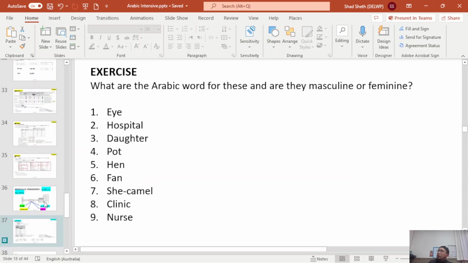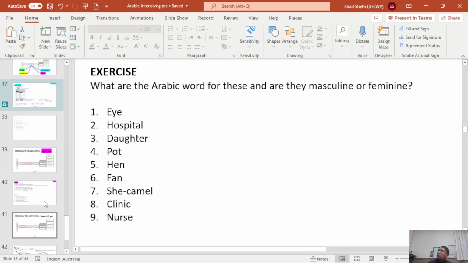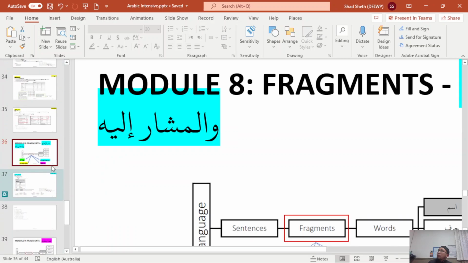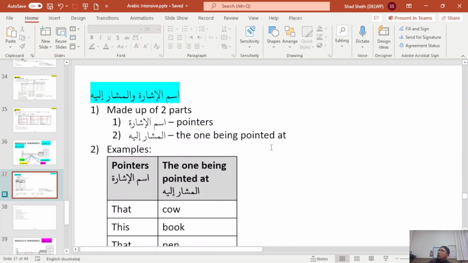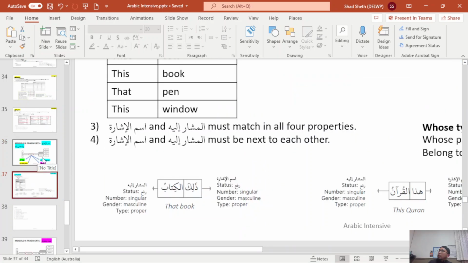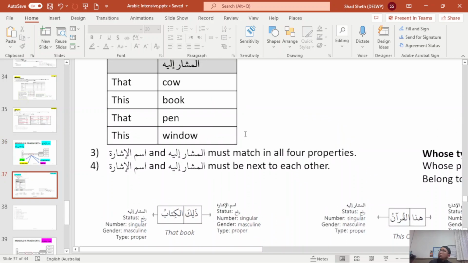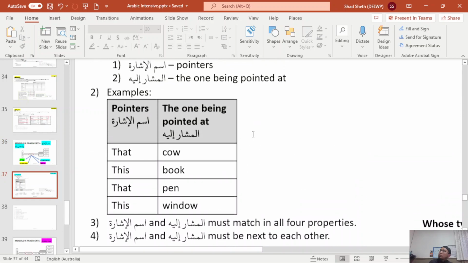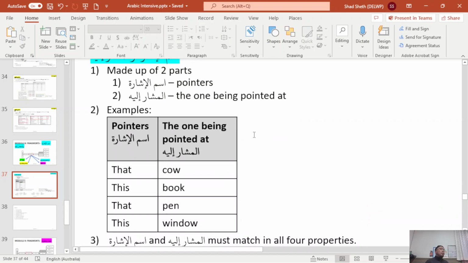Alright, so the last phrase, well, there are 2 more phrases, but the phrase that I want to introduce today should be a short one because it's quite easy, I'm hoping. It's called ismul isharah wa mushar ilayh. What is it? We have already learned all the pointers, yeah? Hada, hadi, dhalika, tilka, right? What this allows us to do is, instead of saying that is a pen, we want to say that pen. That's the only difference. That's the only thing that we are introducing here. Again, instead of saying that is a pen, we are saying that pen.